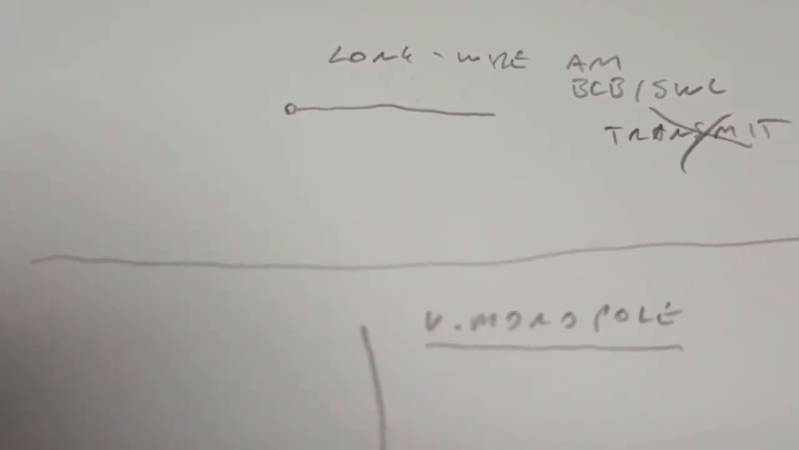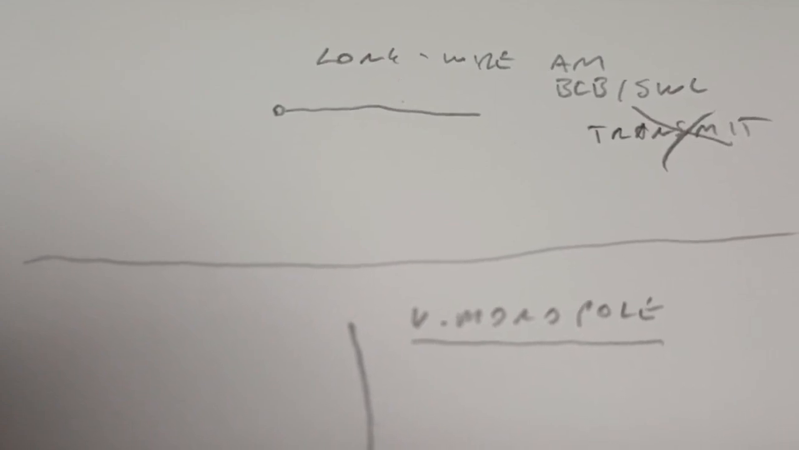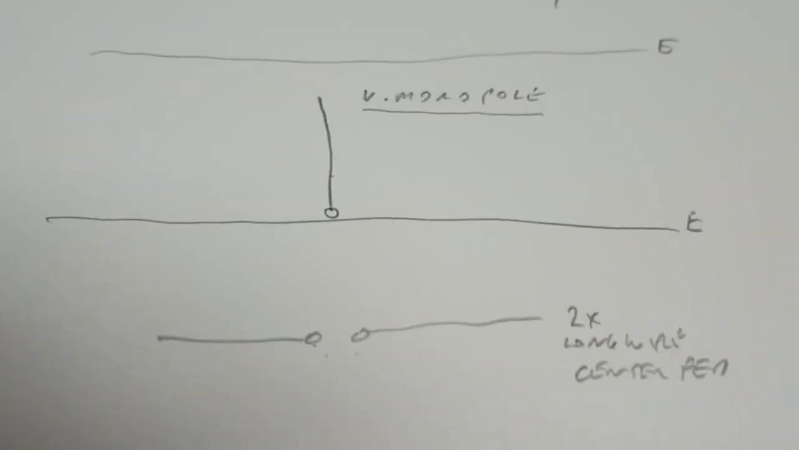The only way to couple into that is to get some way to reference that to ground, because we can't put a feed point up there with two conductors and bring a wire down, because that's no longer a long wire. That's what we call an inverted L. That's essentially a monopole.